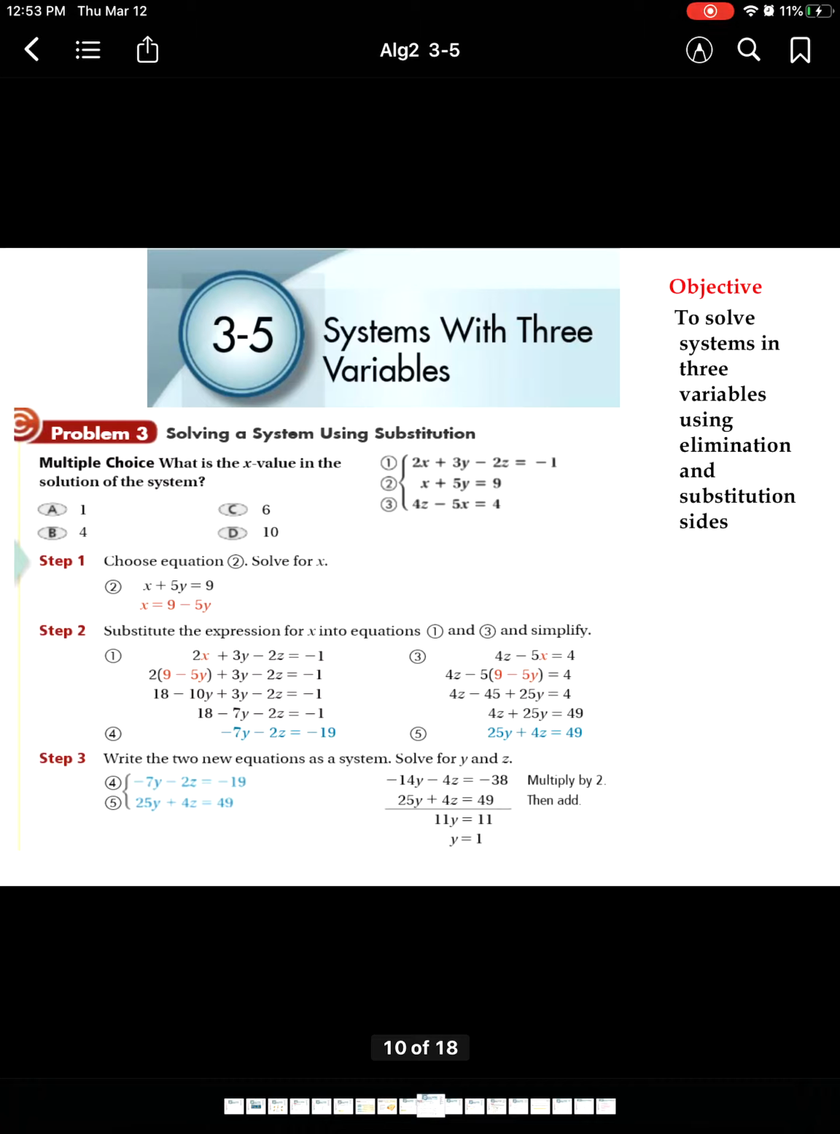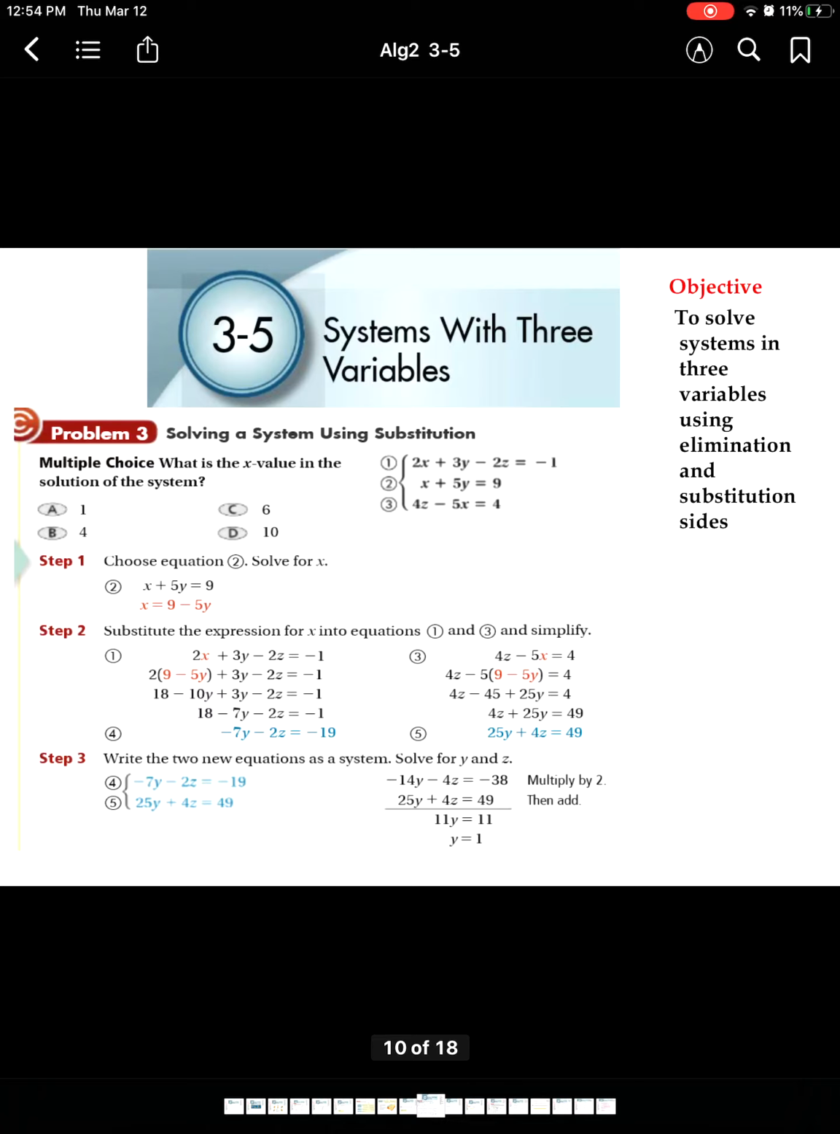Some questions are easier to be solved by substitution. Some of them are easier to be solved by elimination. However, nothing forces you to use only substitution or only elimination. If you are more comfortable with one method, go for it, okay? Unless the question asks you to solve the system using a specific method.